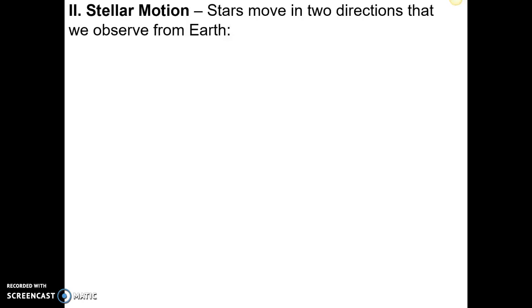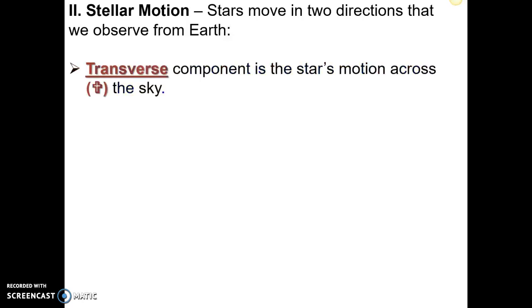We can also measure, as we saw there in the previous slide, transverse, across the sky. I like to put my hands up in like a technical foul motion, like a referee would give on a basketball court if they get a technical foul, a T, and then slide my fingers up within each other to make like a cross, like a small T, also looks like a cross. So you can remember transverse is across the sky. Stellar motion across the sky.